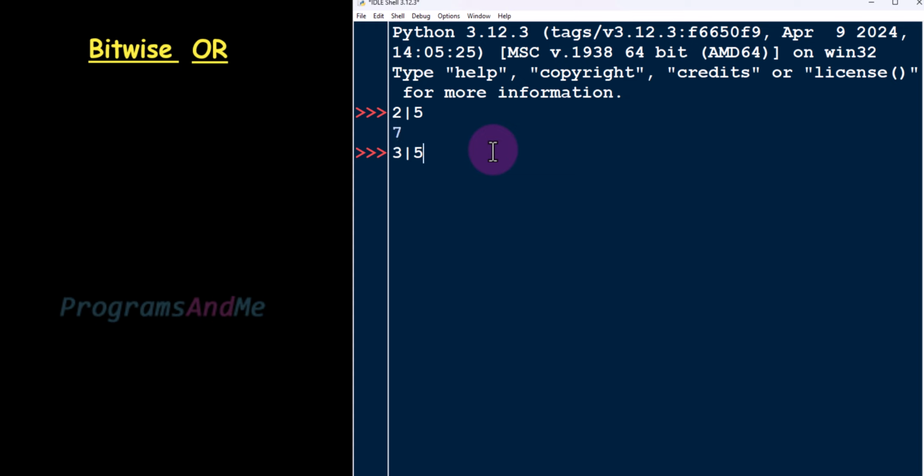2 OR 5, it is 7. 3 OR 5, it is 7. 9 OR 1, 9. Okay, if I want -3. So this is about the bitwise OR operator.